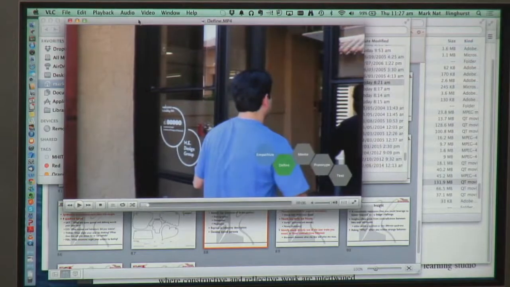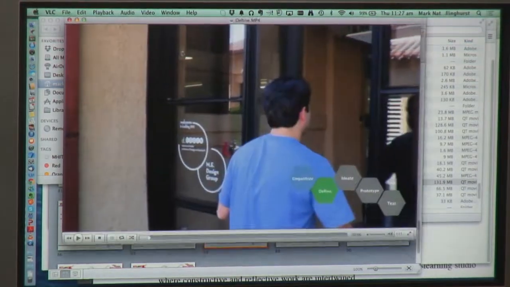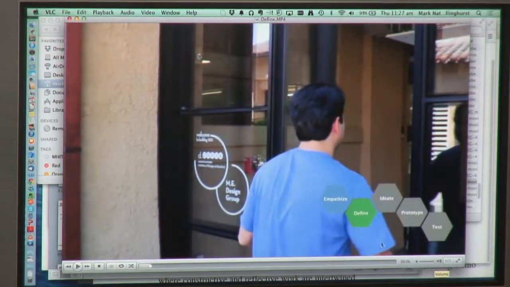Pause this. So this is a video coming from the Stanford University D School, the design school, and it talks about the problem definition step and how empathy maps are used in the definition step. And in this case, the problem they're looking at is sunscreen and how to get people to use sunscreen more often to protect themselves from sunburn.